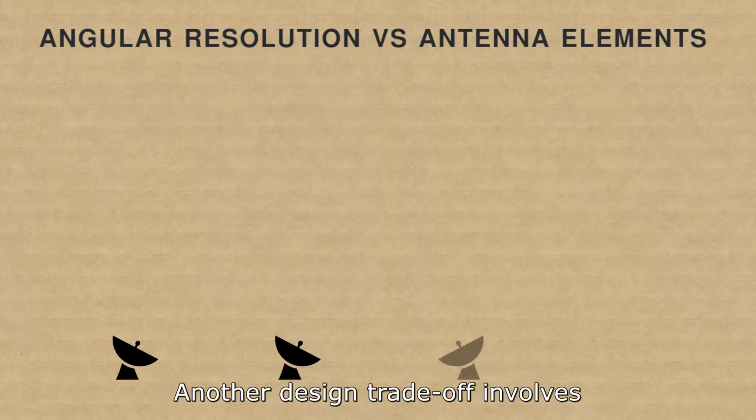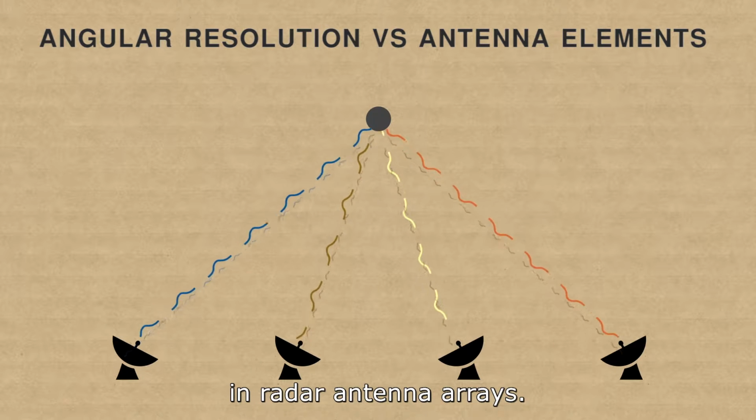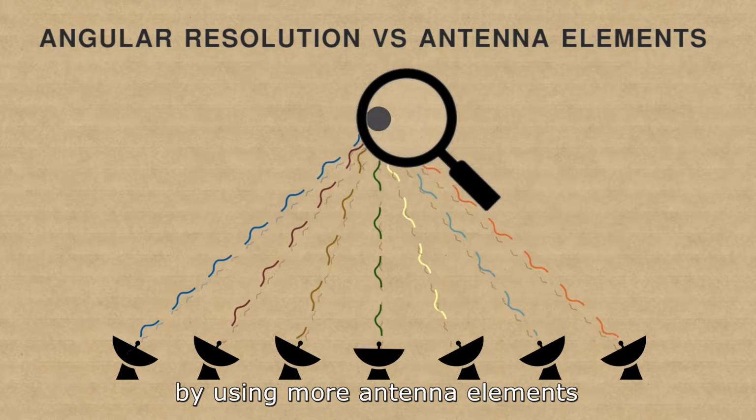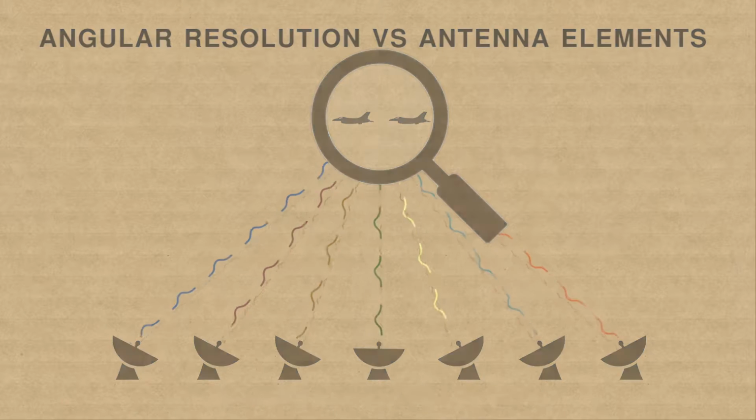Another design trade-off involves angular or spatial resolution and the number of antennas in radar antenna arrays. Higher spatial resolution is achieved by using more antenna elements, but it also increases the size and cost of the system.